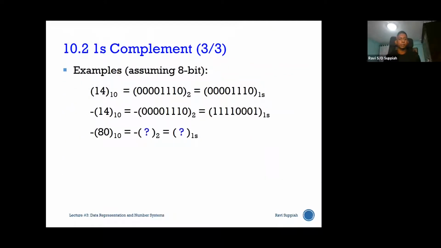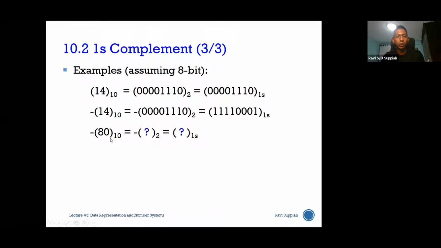Okay, so let's look at this. For ones complement, if I want to represent a negative number, all I need to do is find the binary equivalent of the number in this 8-bit format, or however many bits, and complement all the bits. That will give me the negative representation.